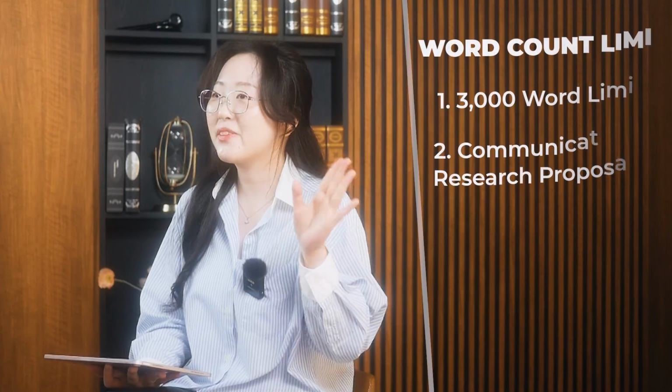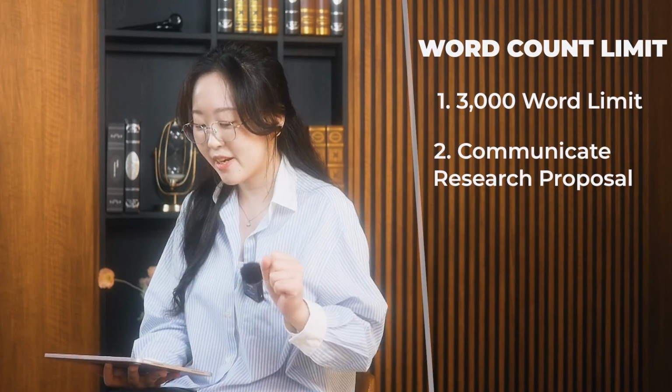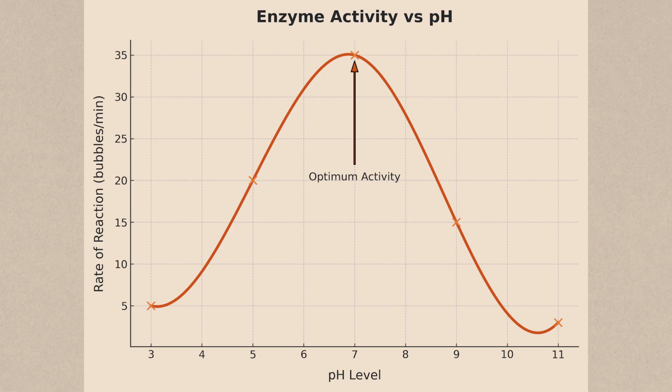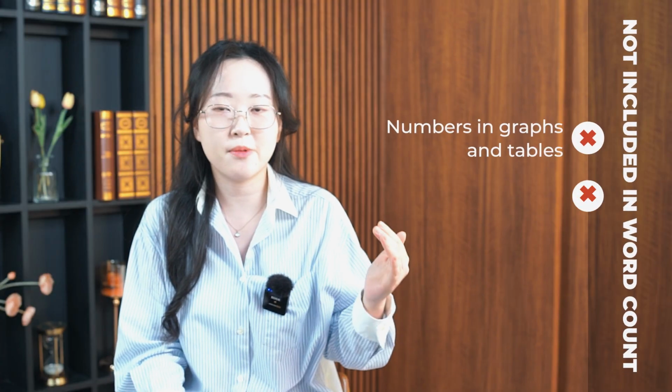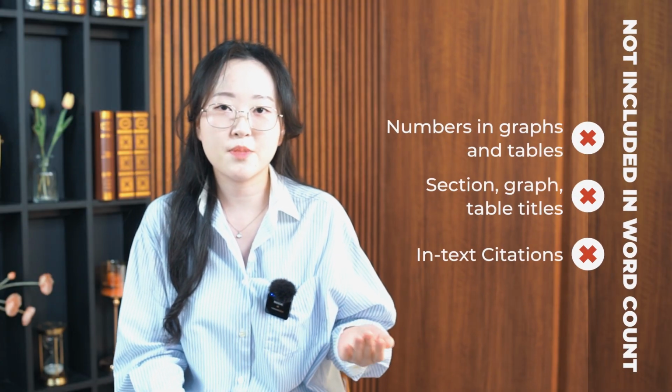Word count is probably what a lot of students get confused about because there are detailed rules about what to include and what not to include in the word count. So any writing typically will be counted as word count. However, any numbers in tables and graphs are not included in the word count, as well as their section titles and graph and table titles. Additionally, anything that is outside of the main text, such as any in-text citations that go in the parentheses, would not be counted as part of the word count.